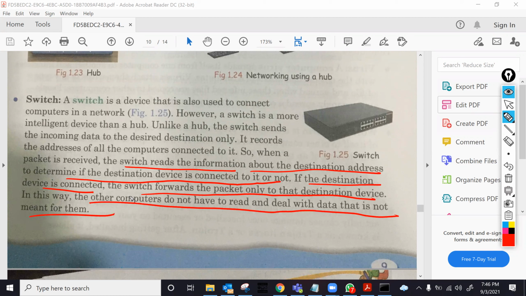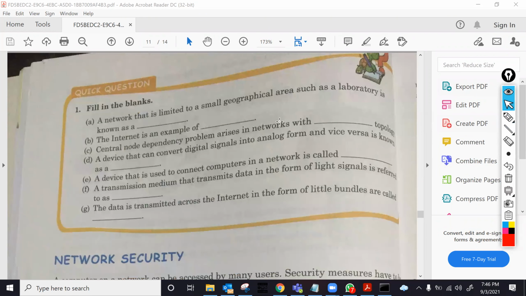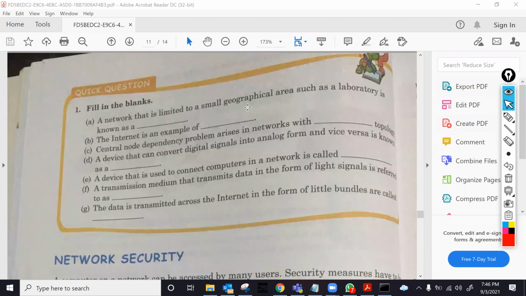Yes, clear. Now you should know the difference between the switch and the hub, right? This is for homework.